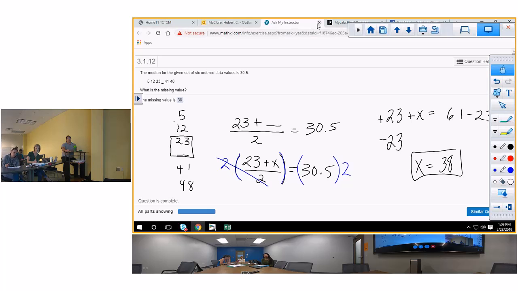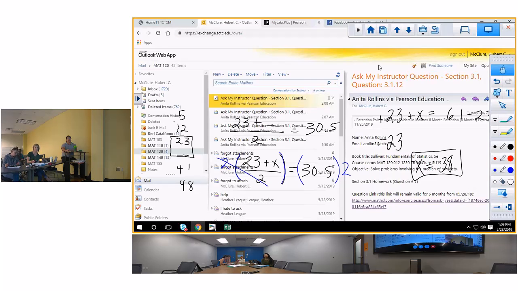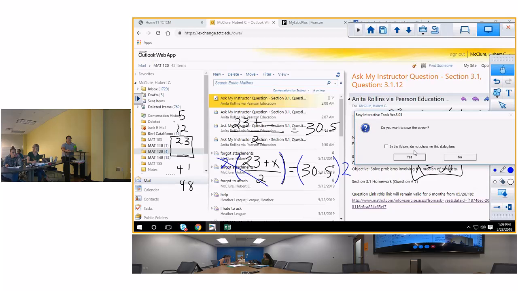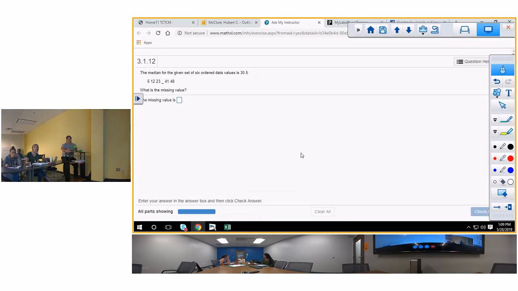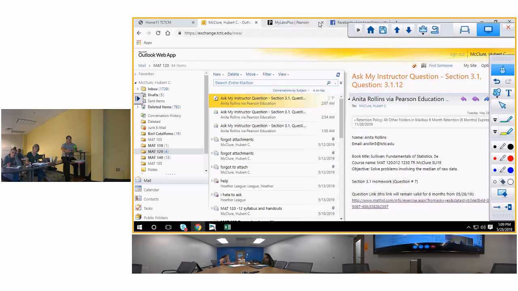Next question. Probably going to be one just like it. I get that question a lot. Delete. Yep. 3.1, 12. So let's see if it's different. Are the numbers different? They're not? That's highly unusual. Because most of the time, it's sent by the same person. It is sent by the same person. She might have hit the send button twice.